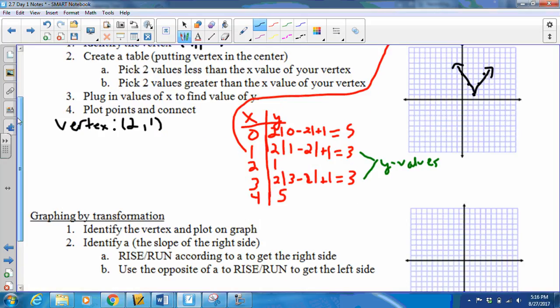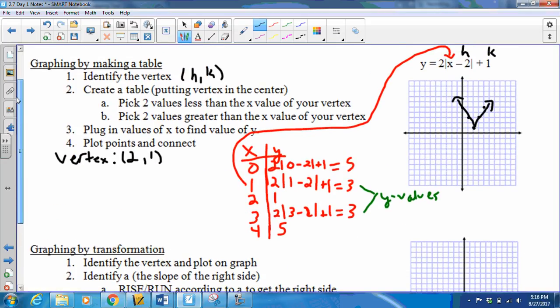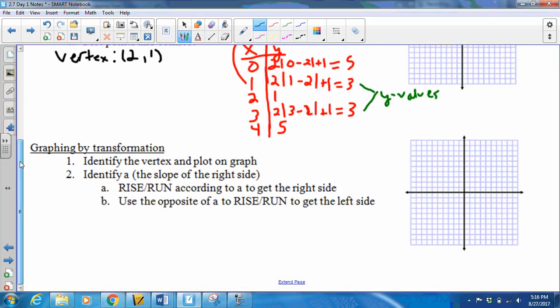Okay. Now, that was our first way of graphing absolute value functions. Now, using the exact same function, I'm going to show you a second way. So I'm going to rewrite our function so we remember what it is. So y equals 2 times the absolute value of x minus 2, plus 1. Now, the second way is, once again, using transformations.